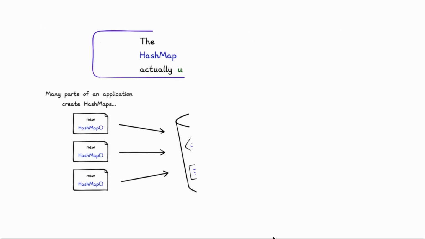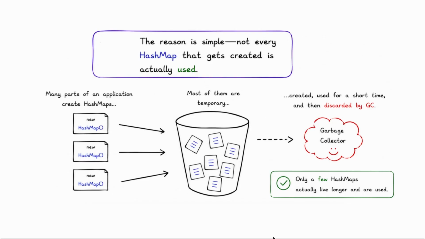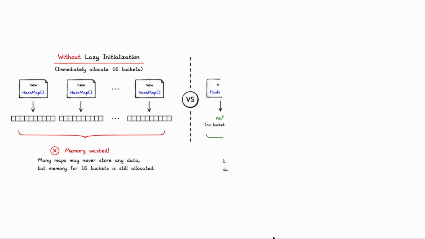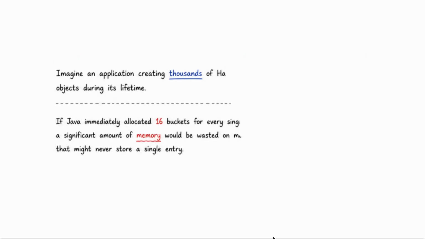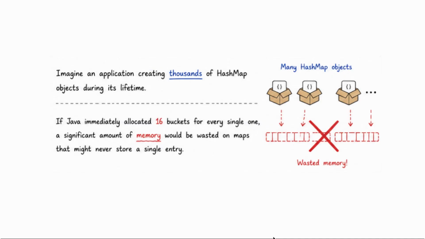The reason is simple. Not every HashMap that gets created is actually used. Imagine an application creating thousands of HashMap objects during its lifetime. If Java immediately allocated 16 buckets for every single one, a significant amount of memory would be wasted on maps that might never store a single entry.